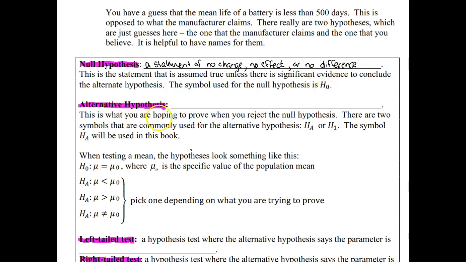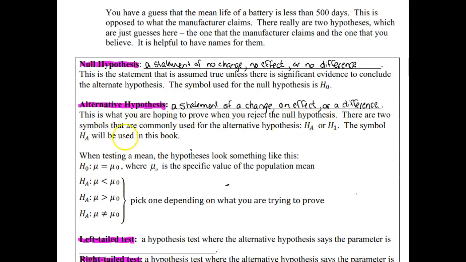So the alternative hypothesis, this is a statement of a change from what was currently believed, or an effect that some drug or something might have had, like in a medical study, or a difference from some claimed value of the parameter. So this is what you're hoping to prove when you reject the null hypothesis.